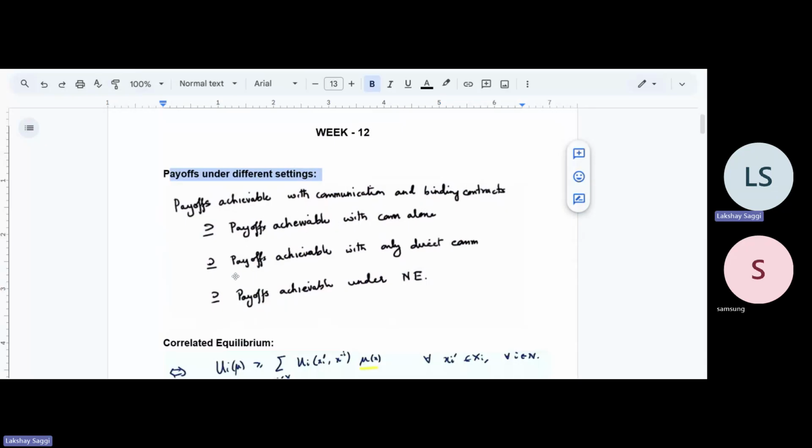And the payoffs achievable with only direct communication is actually, as was discussed in the lecture, just the convex hull of payoffs achievable under Nash equilibria. So Nash equilibria is when there is no pre-play communication. This is when there is pre-play communication, but just direct communication.